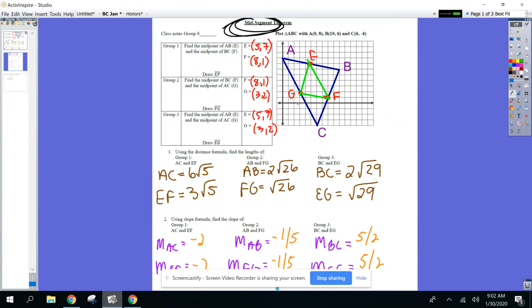Thanks for asking. EF. See my mid-segment EF? What would be its third side when we say third side? AC. Okay, does everyone get what I mean by third side?